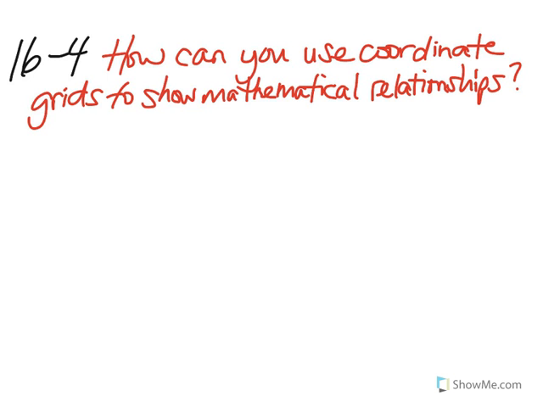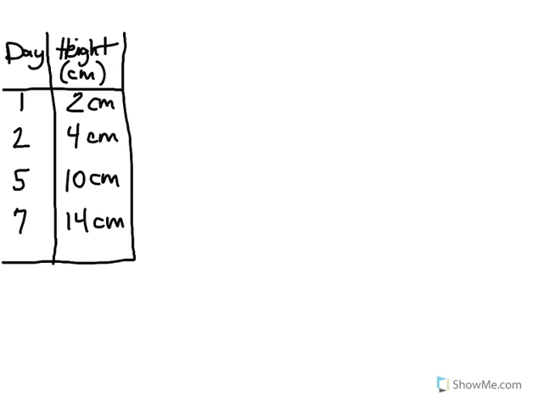Please pause to think about that. You might realize that each axis shows numbers in order at equal intervals, just like a number line. Here's today's problem. Sally measured the height of her bean plant and got the following results. Please copy this table into your notebook.